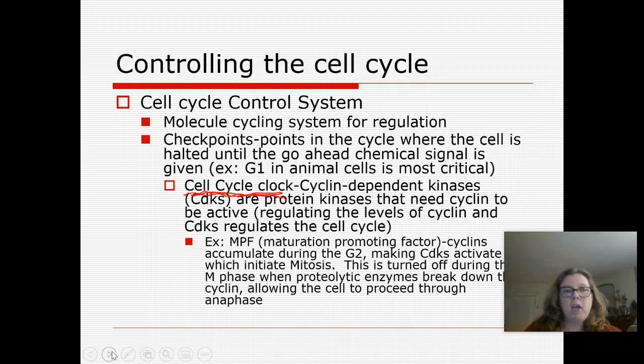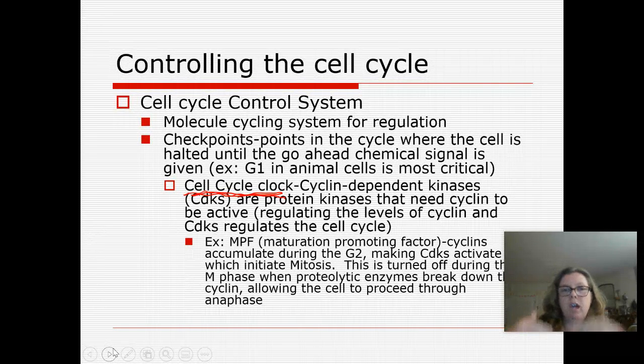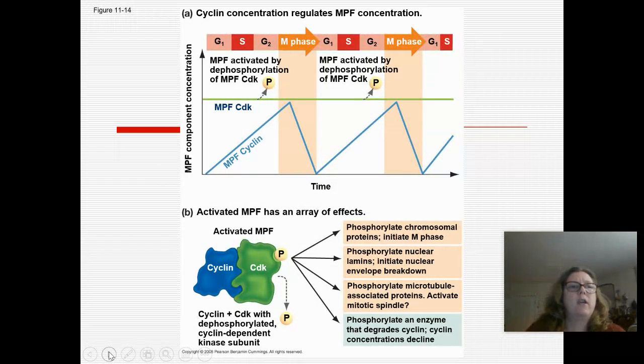So during that M checkpoint, if you have too much MPF, the cell's going to pause at that M checkpoint and wait until the MPF levels drop. So it's really monitoring levels of these certain chemicals in the cell. And if there's enough, you proceed. If there's too many, we wait until the levels drop, and so on. All right, so here's what that looks like, okay?